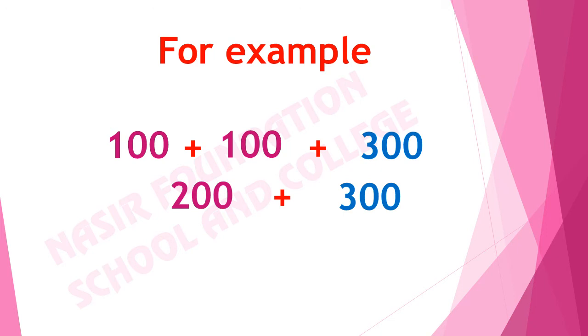Now we will move towards the next number. We will add 200 and 300. If we add 200 and 300, we get 500.